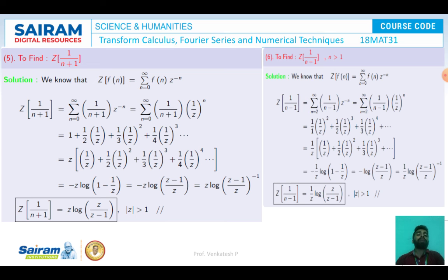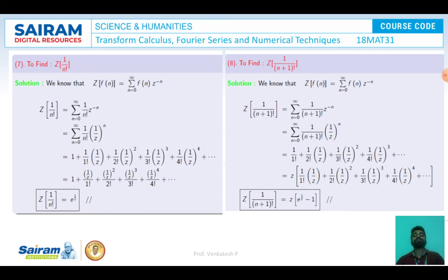By taking 1 by z common factor, we got 1 by z into [1 by z plus 1 by 2 (1 by z) whole square plus 1 by 3 (1 by z) whole cube and so on]. So by simplifying this we got minus 1 by z into log of (1 minus 1 by z), or minus 1 by z into log of ((z minus 1) by z), or 1 by z into log of ((z minus 1) by z) whole power minus 1. So by simplifying this we got z transform of 1 by n minus 1 will be equal to 1 by z into log of (z by z minus 1). The condition is mod z is greater than 1.